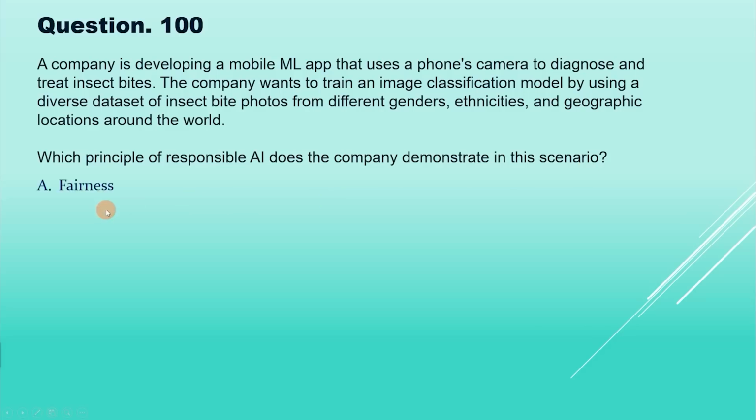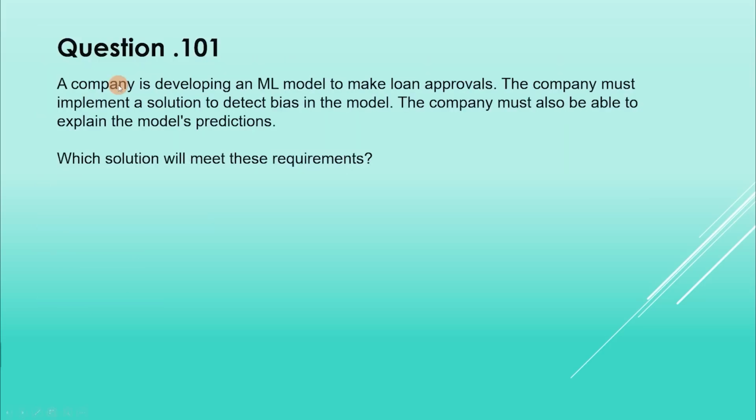Here are the options: option A fairness, option B explainability, option C governance, option D transparency. And the correct answer here, you can guess easily, so you can take your time to guess the one. And the correct answer here will be option A, fairness. Because in this scenario, the company is demonstrating the principle of fairness by ensuring their training data includes a diverse range of demographics, preventing potential bias based on gender, ethnicity, or geographic locations, which aligns with the core idea of responsible AI.